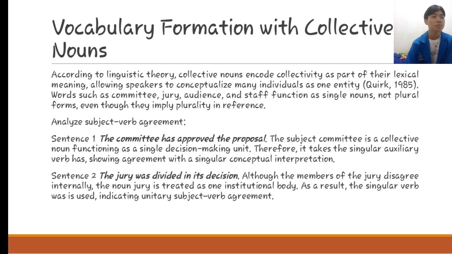The committee has approved the proposal. The subject committee is a collective noun functioning as a single decision-making unit. Therefore, it takes the singular auxiliary verb has, showing agreement with a singular conceptual interpretation. Second sentence. The jury was divided in its decision. Although the members of the jury disagree internally, the jury is treated as one institutional body. As a result, the singular verb was is used, indicating a unitary subject-verb agreement.